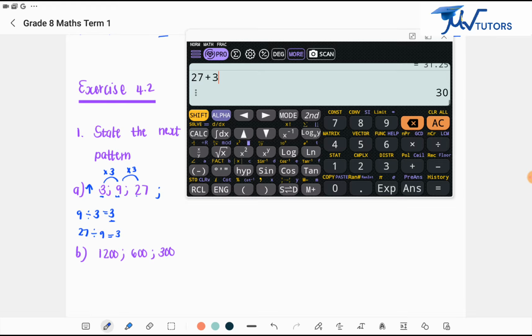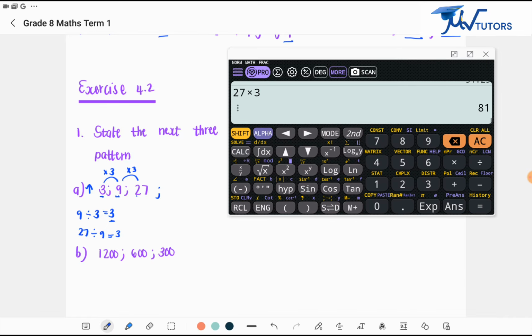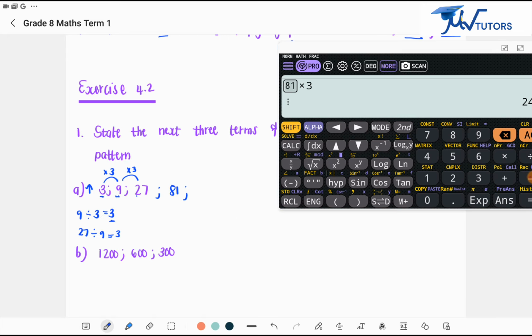because I need to get the next, am I adding there? I need to multiply, because I'm getting the next three terms, right? So 27 times 3, that is 81. And 81 times 3 is 243. And 243 times 3 is 729. Okay, those are the next three terms.